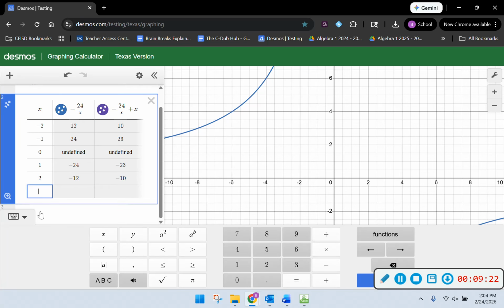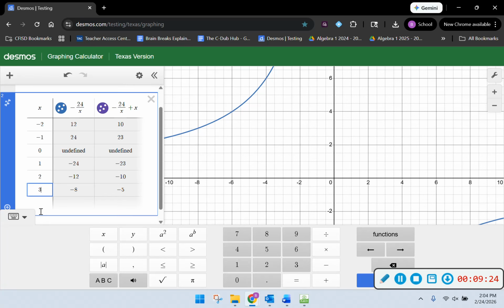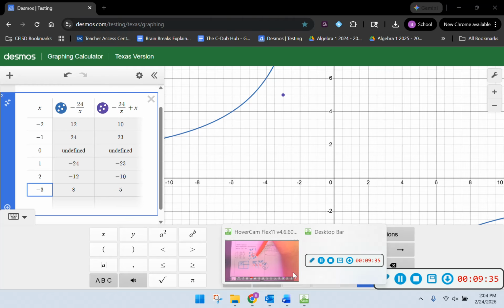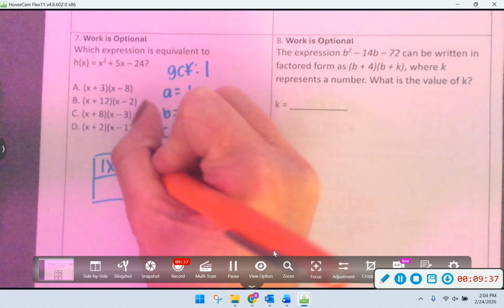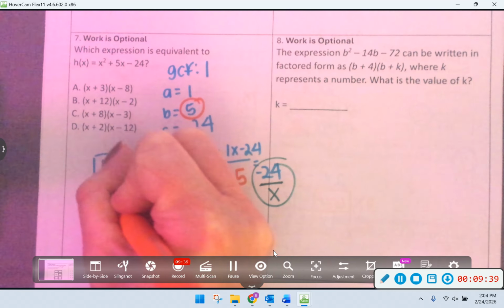So right now I don't have 5, so I'm going to type in 3. See, negative 5. So since it's negative 5, I'm just going to change it to a negative 3. So we're going to write down negative 3 and 8. So we'll do negative 3x and 8x.